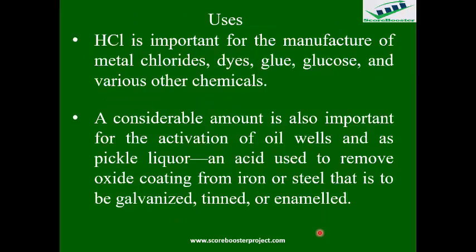So let's talk about uses. HCl is an important chemical to manufacture glucose, dyes, and other valuable chemicals in the industry. HCl is very, very important. HBr is also important. HF is also important. Ammonia is important for the manufacture of fertilizer, even in production of nitric acid. Ammonia is very, very important, and these are all compounds of hydrogen.